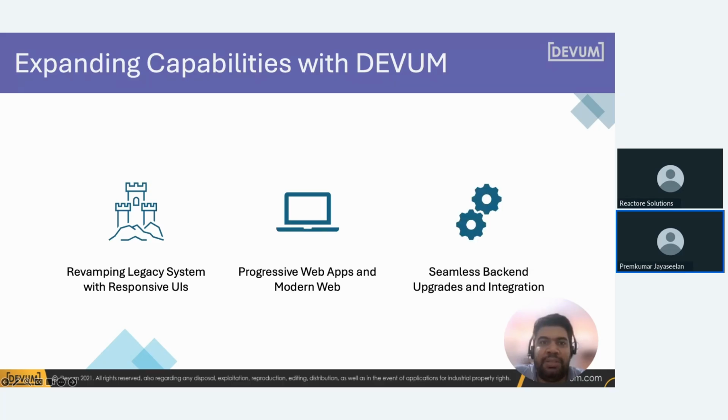Seamless backend upgrades and integrations. Whether you are upgrading databases, APIs, or entire services, Devum ensures smooth backend transitions. Its integration adapters and microservice architecture allow for plug-and-play upgrades with minimal disruptions. These offerings make Devum not just a development platform, but a strategic partner in digital transformation.